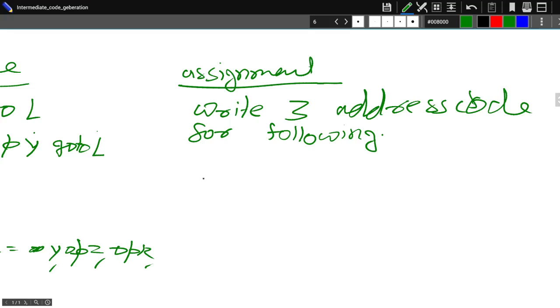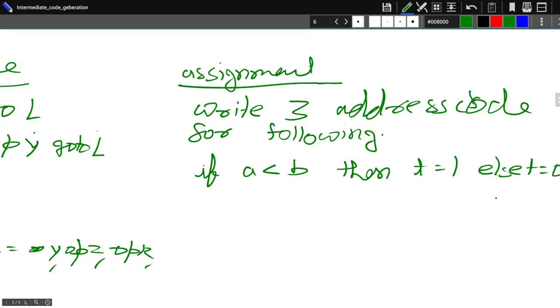It will be: if a is less than b, then suppose some variable t is equal to 1, else you put t is equal to 0. Very simple. So for this you can write a 3 address code. This will be your assignment.